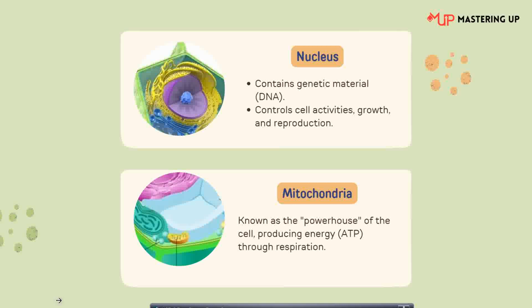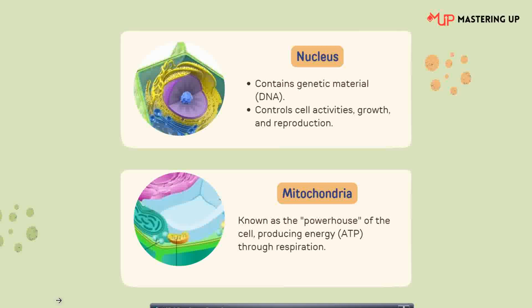Now we have the nucleus. The nucleus contains the genetic material. Ribosomes and the nucleus help in the conversion of genetic material into characters, which matters from the biotechnology point of view. So let's note that the nucleus contains genetic material, DNA or RNA, and controls cell activities. The nucleus is like the brain of the cell. It controls cell activities, growth and reproduction.